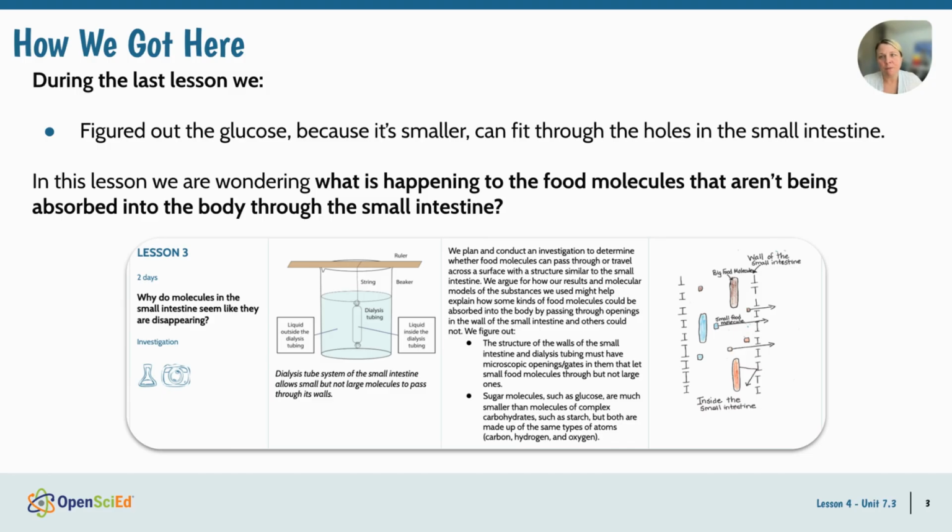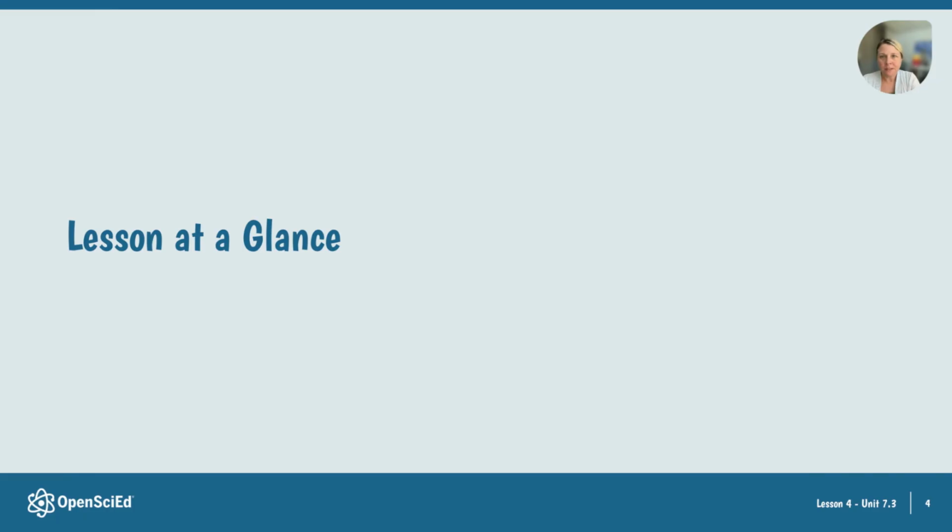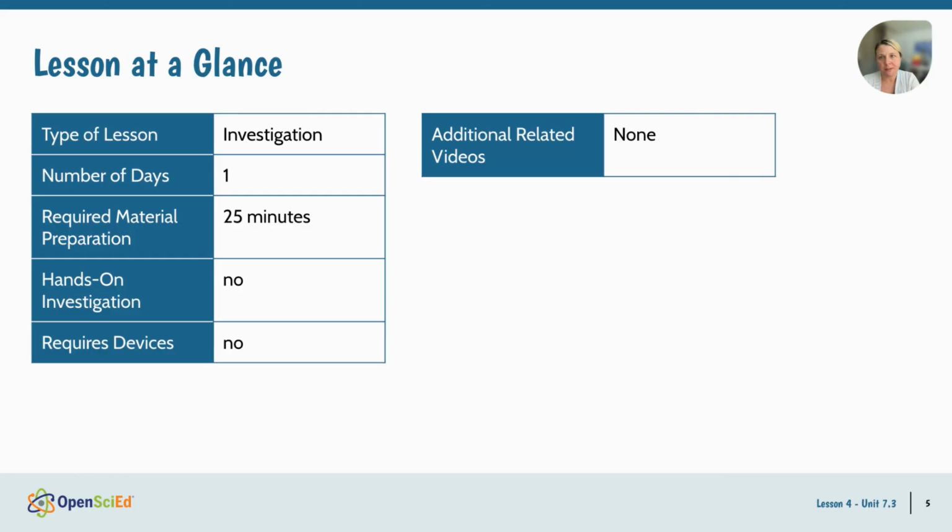In Lesson 3, we figured out that glucose, because it's much smaller, can fit through the holes of a small intestine. But that left us really wondering about what's happening to the food molecules that aren't being absorbed into the body through the small intestine. Let's look a little closer at the lesson at a glance.